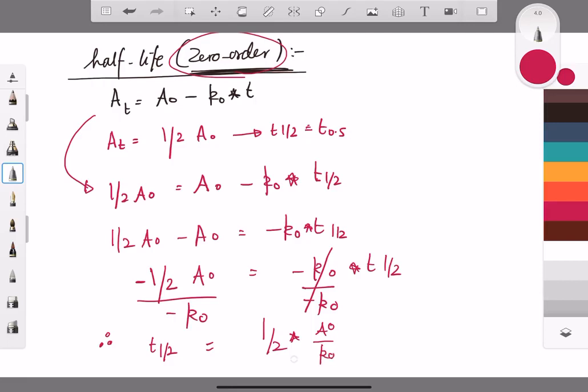Okay, so accordingly, you can see that the zero order half-life is proportionally related to the initial amount, and it's inversely proportional to its zero order rate constant, which means that the half-life, if we are talking about a zero order reaction, is not constant, as it's dependent on the initial amount and the zero order rate constant. Okay, and I'll stop here and continue with first order in the next video.